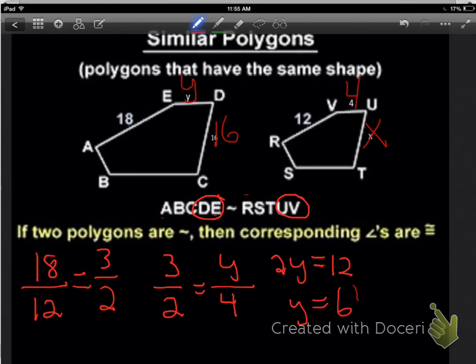I'll find x in the same way. I'll take my scale factor, 3/2, and set it equal to, okay, now the x is over on the polygon on the right. It's segment UT. Again, if we look, UT, that's second and third from the last here. It corresponds to CD, whose length is 16. So I'm going to do 3/2 as 16 is to x.